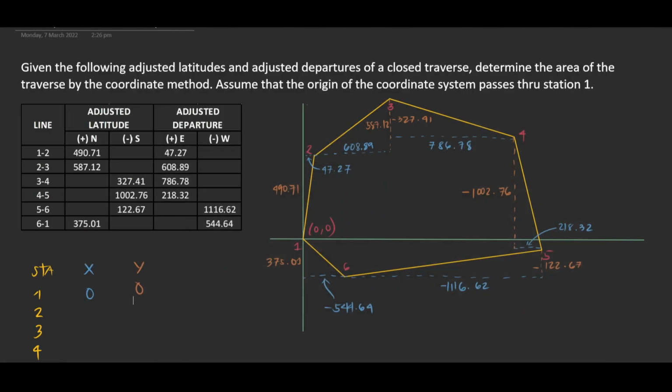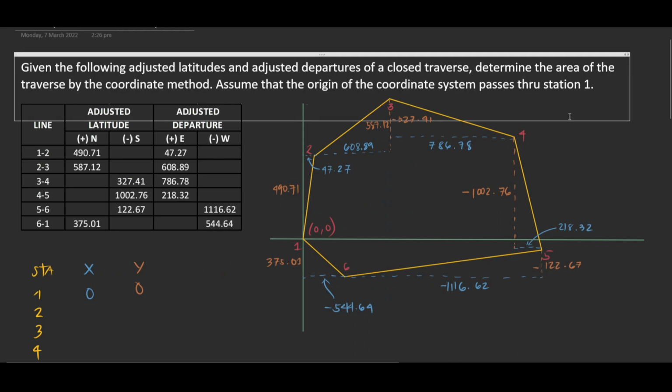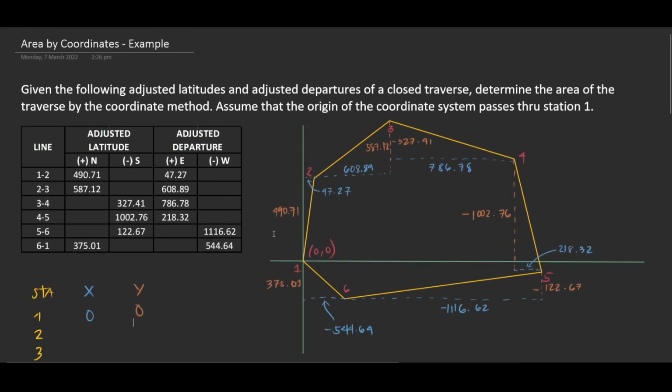Hello everyone. So in this video, we are going to apply what we learned in the previous video all about finding the area of a lot by using the coordinate method. Okay? Area by coordinates. So we have a problem right here. Given the following adjusted latitudes and adjusted departures of a closed traverse, determine the area of the traverse by the coordinate method. Okay, assume that the origin of the coordinate system passes through station 1.